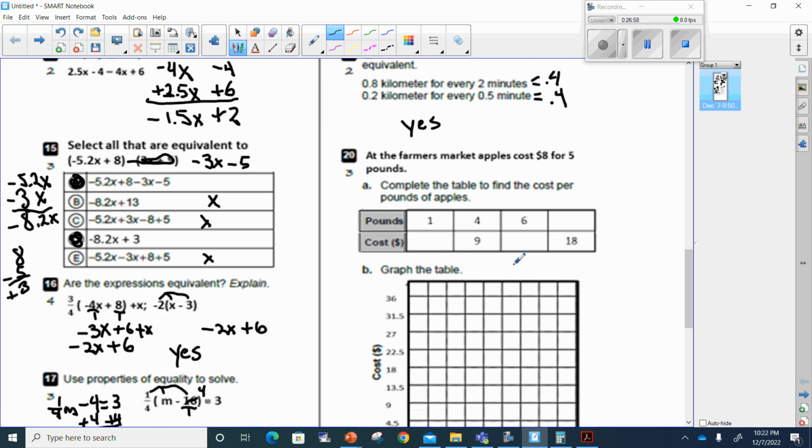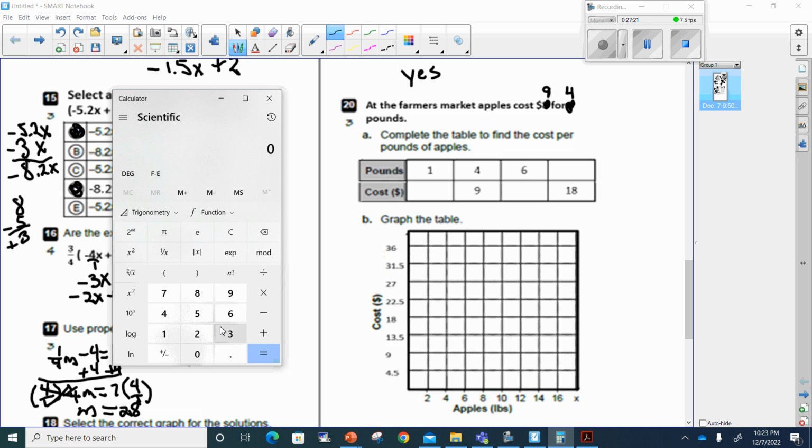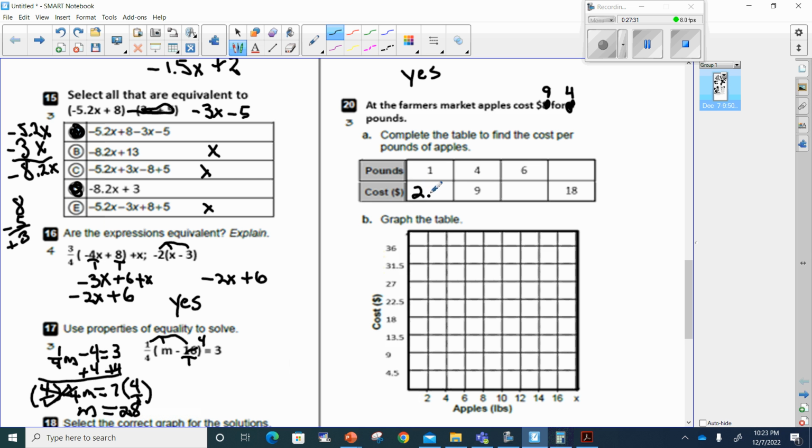All right, going to number 20. At the farmer's market, apples cost $8 for 5. Sorry about that. This is a mistake. There we go. It should be cost $9 for 4 pounds. All right. And as you can see over here, the cost is $9 for 4 pounds. Complete the table to find the cost per pound. To find out what 1 is, I'm going to have to take 9 and divide it by 4. 9 divided by 4 is going to give me 2.25. So that means 1 pound is 2.25.